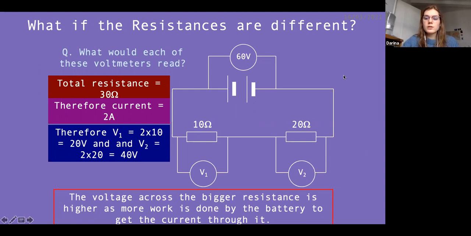So the voltage across the bigger resistance is higher, unlike in the current example that we looked at before, as more work is done by the battery to get the current through it. You're using more energy, essentially.